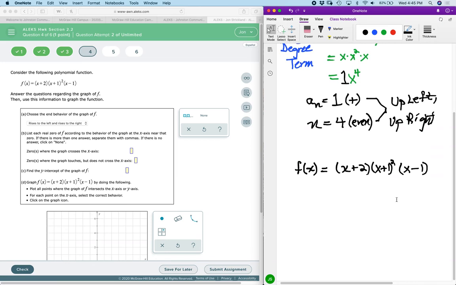Now, again, just looking at the factors, with the zeros: from x plus 2, I have x equal to negative 2. For x plus 1, I have x equal to negative 1. And from x minus 1, I have x equal to 1. As for the multiplicity, x plus 2 is to the first, x plus 1 is to the second, x minus 1 is to the first.